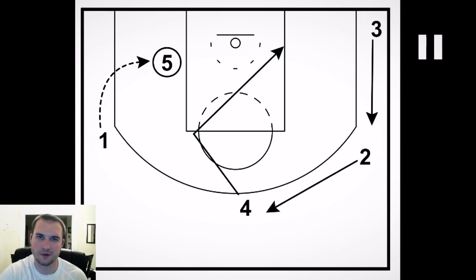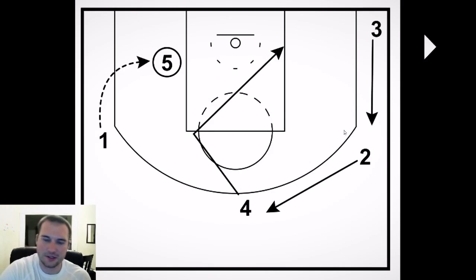All right, now we're going to talk about when the ball gets entered into the post. There are some rules and some designs for when the ball gets entered in the post that he talks about. So the ball gets entered to the 5-man in the post. The big that's high is going to take 2 steps to the elbow and dive to the rim. And then the guards are going to get to thirds.